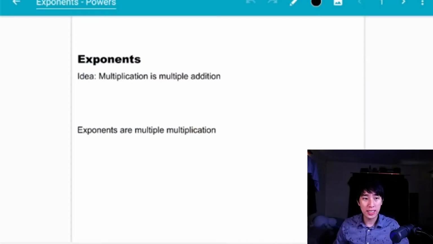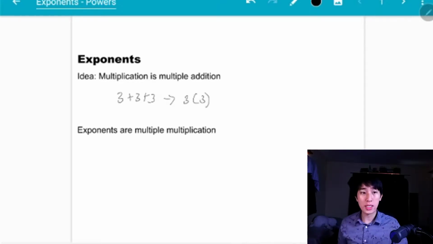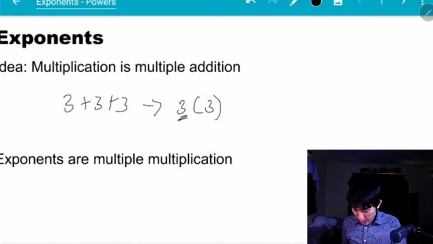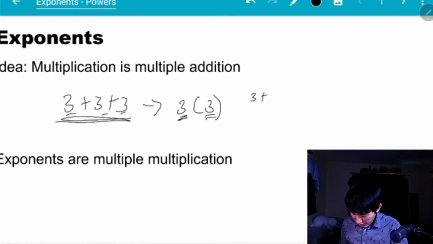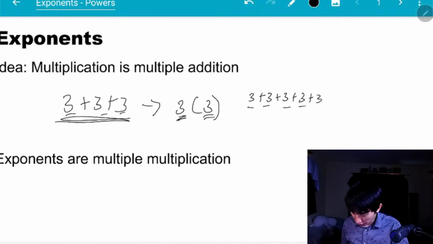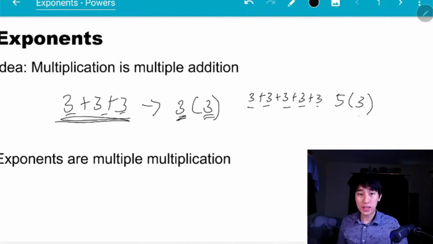So first off, main idea: multiplication is just multiple addition. When you think multiplication, it's multiple addition. So if I have something like 3 plus 3 plus 3, this becomes 3 times 3, because I have 3 of these threes: 1, 2, 3. And that's what's going on when we're doing multiplication. So if I have 3 plus 3 plus 3 plus 3 plus 3, that's 1, 2, 3, 4, 5. I have 5 of these threes. That's how multiplication works. It tells us how many times we are adding the same number.